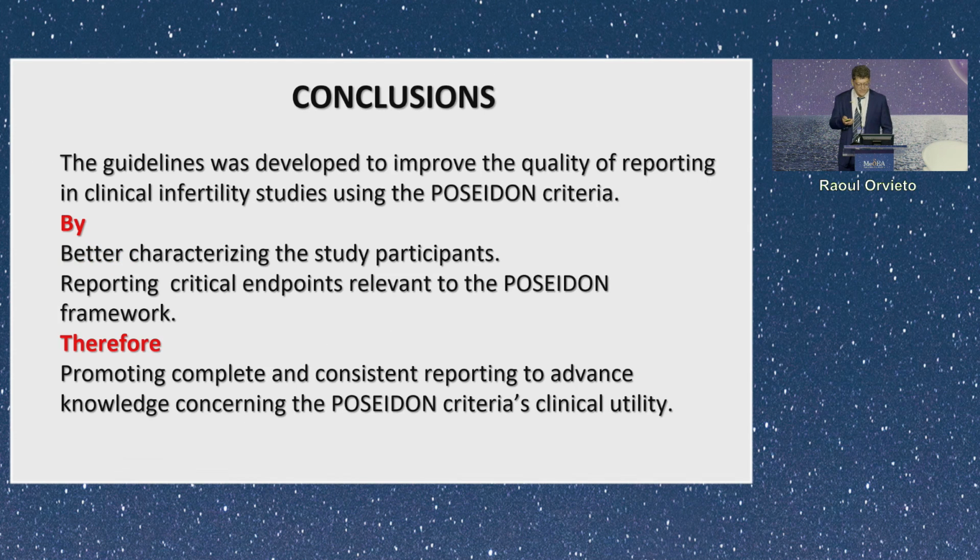If we should conclude, the guidelines were developed to improve the quality of reporting in clinical infertility studies using the POSEIDON criteria. They did so by better characterizing the study participants, with a more homogeneous group to study, and reporting clinical endpoints relevant to the POSEIDON framework, like the FOI. And therefore, by implementing these guidelines in your clinical practice, you promote complete and consistent reporting to advance knowledge concerning the clinical utility of the POSEIDON criteria.